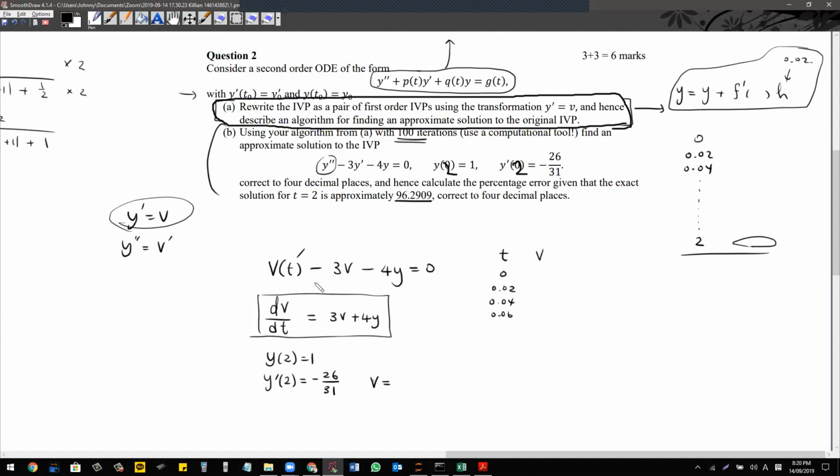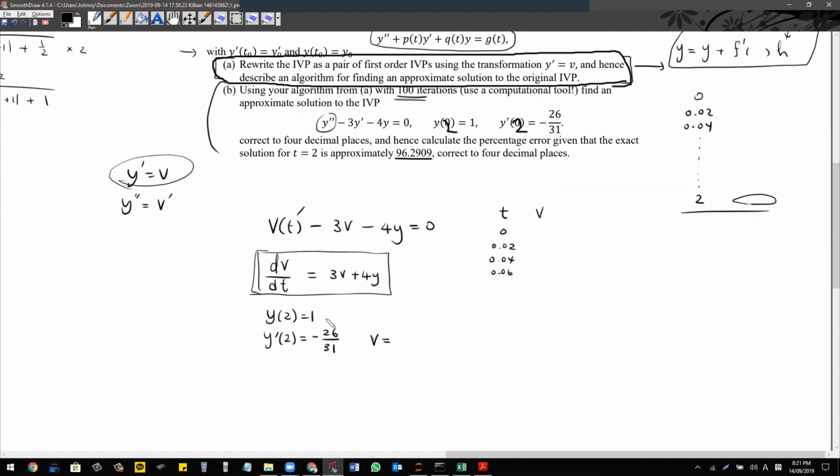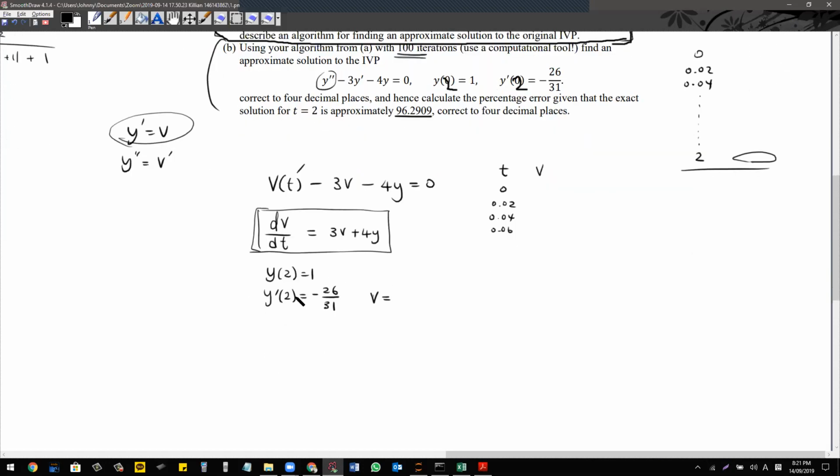V dash, sorry. So y is another variable. So I'm not sure actually if this is right, but let's just try, okay? So we're given these initial conditions. So that also means v of 2, when t equals 2, equals negative 26 on 31. Got it?